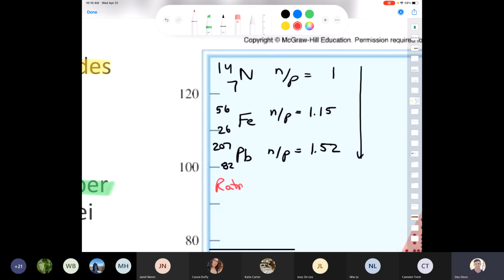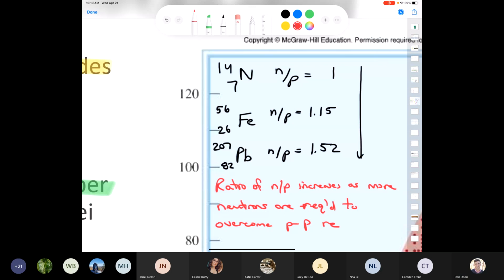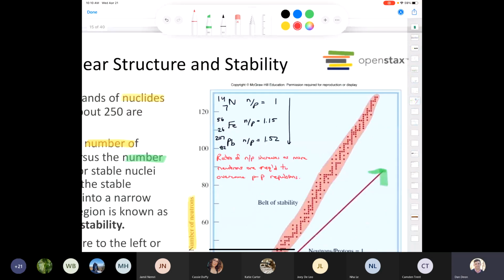So we could put here: ratio of N over P increases as more neutrons are required to overcome the proton-proton repulsions. There we go. All right.